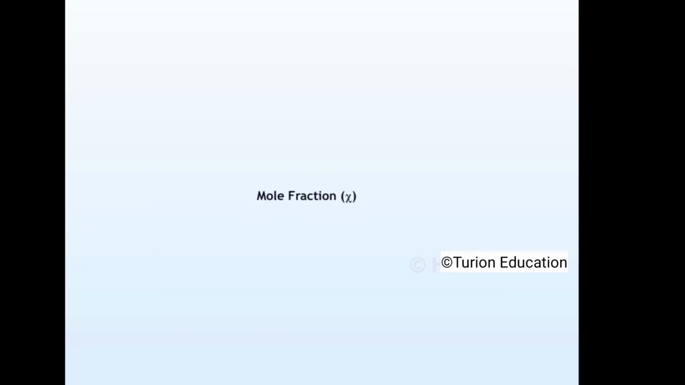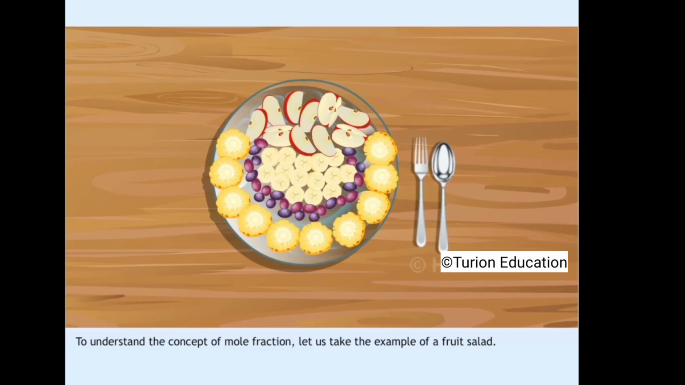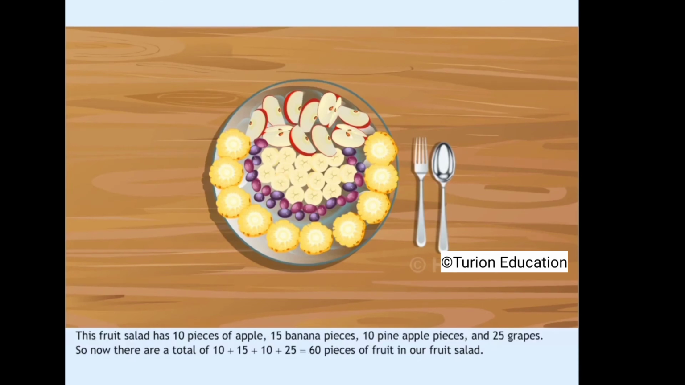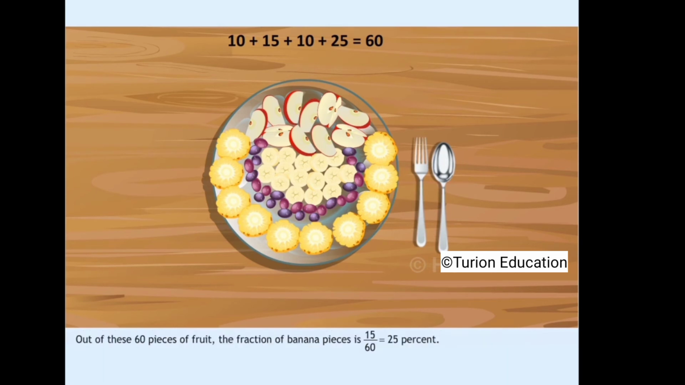Mole fraction, chi. Let us understand the concept of mole fraction with the example of a fruit salad. This fruit salad has 10 pieces of apple, 15 banana pieces, 10 pineapple pieces, and 25 grapes. So now there are a total of 10 plus 15 plus 10 plus 25 equals 60 pieces of fruit in our fruit salad. Out of these 60 pieces of fruit, the fraction of banana pieces that we have is 15 by 60 equals 25%.